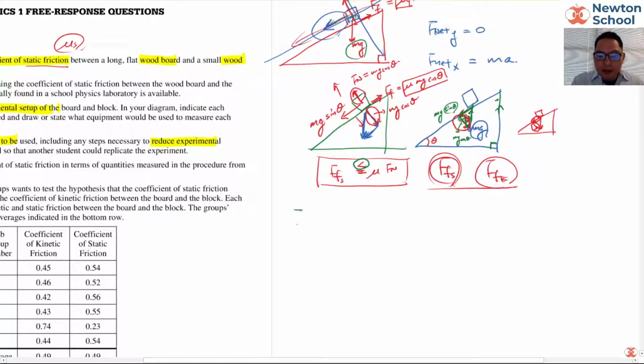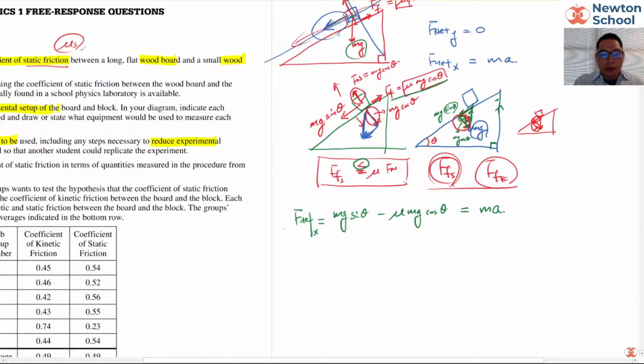All right, so what's F net? F net will be mg sine theta for the acceleration minus the force of friction, which is mu mg cosine theta, and that is equal to ma, right?